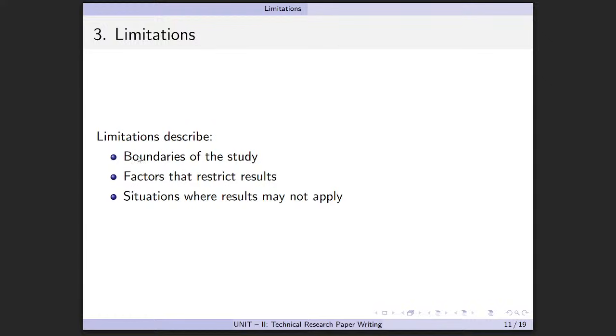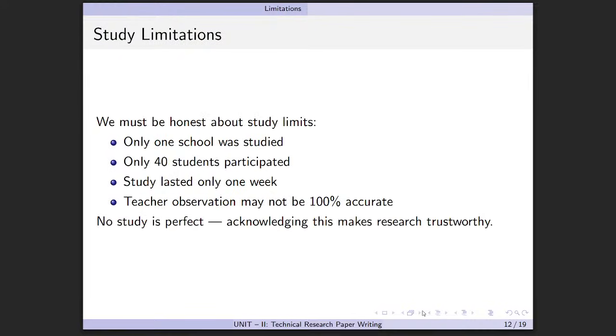Now, limitations. Next comes limitations. Limitations is nothing but literature background. Just now in the first unit which I mentioned, the same rule is applicable here also. Limitations are nothing but the boundaries of the study. Earlier, it was only a 50-50 chance. It is not giving a 100% answer whether using a mobile phone causes a student to fail or not, it is just giving 50% accuracy. So that is the boundary you need to mention. Factors that restrict results, situations where results may not apply. So these are the limitations. This is how we need to describe the limitations.